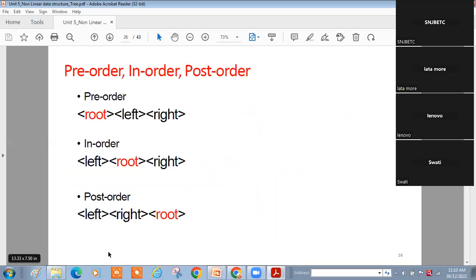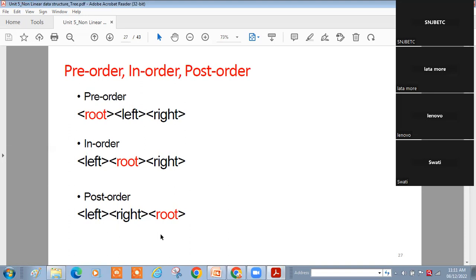Now, what is in-order, pre-order, post-order? Till now I told you that the starting element is the root, and there are left hand side elements and right hand side elements. So if I am saying pre-order, it is root, left, right. In-order: left, root, right. Post-order: left, right, root. Observe this slide carefully. Observe the position of the root.